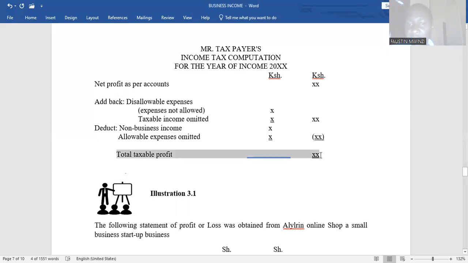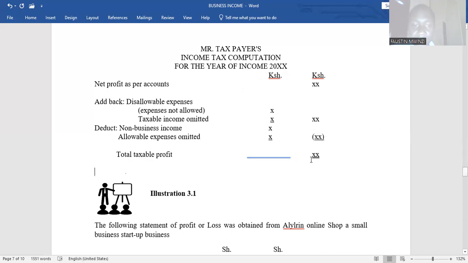If you're a sole proprietorship, you'll be treated just like an employee. For an employee, we used to say less gross tax, 10%, 25%, 30%, then less personal relief. Same thing if this was a sole proprietorship, we'll compute tax on this amount following those rates. If it is a partnership, I think I'll teach that one next week. If it is a company, then this taxable profit will be taxed at 30%. Companies are taxed at 30%.